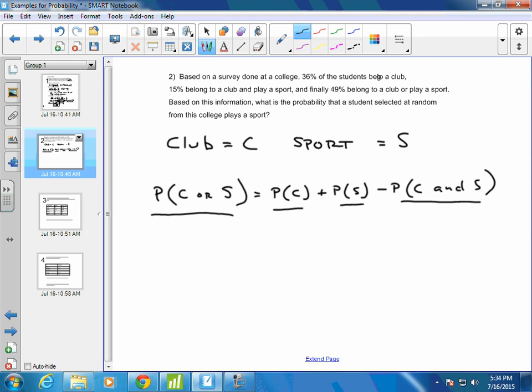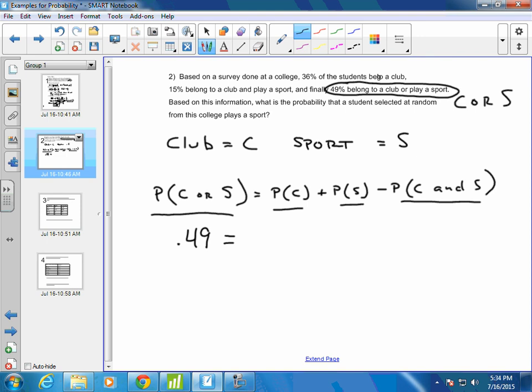So right here, 49% belong to a club or play a sport. That's giving me the probability of C or S. This is one of the very few formulas where if you want to, you can use percentages. I'm just going to go ahead and use the decimals. So 49%, I'll put 0.49.